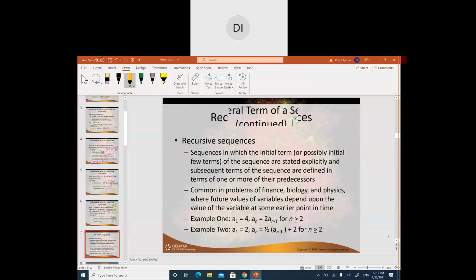So the next one we're going to do is recursive sequences. This is a sequence where, when they give you a sequence, each term is going to be represented in the formula with the term before. Okay? So this is how these formulas work. A sequence in which the initial term, also called the first term, or one or two or three of those, depends on how your sequence works.